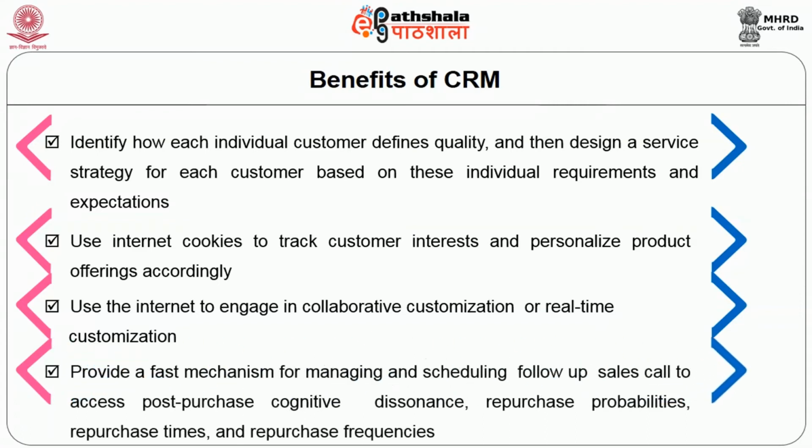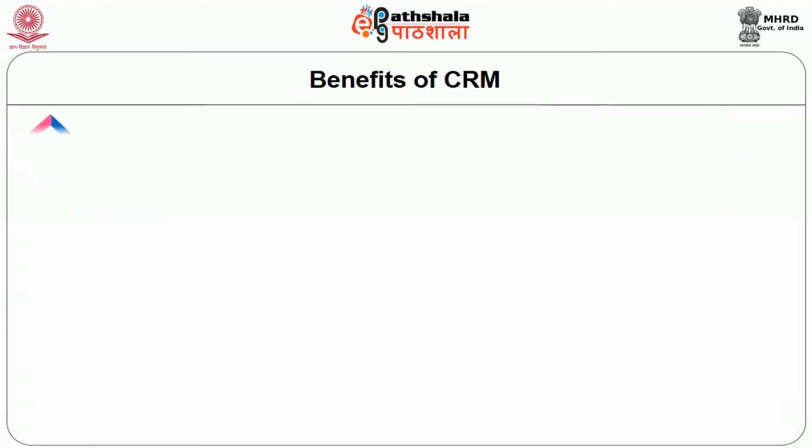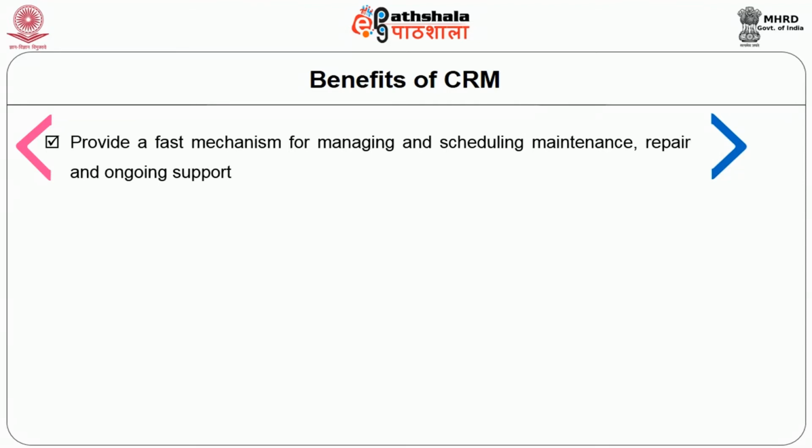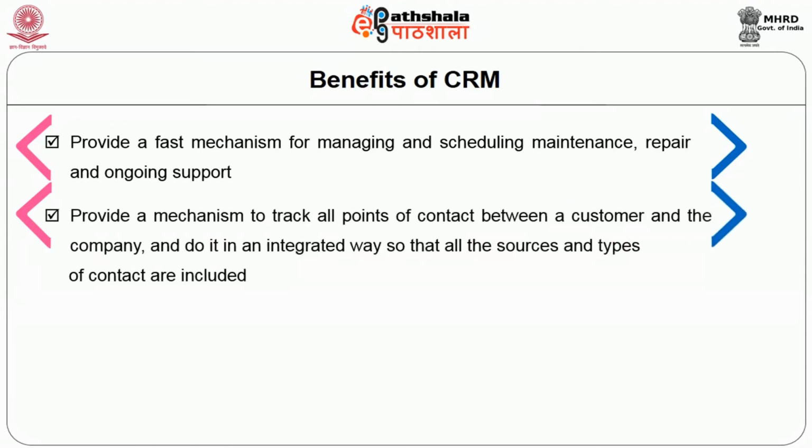Provide a fast mechanism for managing and scheduling follow-up sales calls to assess the post-purchase cognitive dissonance, repurchase probabilities, repurchase times, and also the repurchase frequencies. Provide a fast mechanism for managing and scheduling maintenance, repair and ongoing support to improve the efficiency and the effectiveness. This also provides a mechanism to track all points of contact between the customer and the company and do it in an integrated way so that all sources and types of the contacts are included in every place.